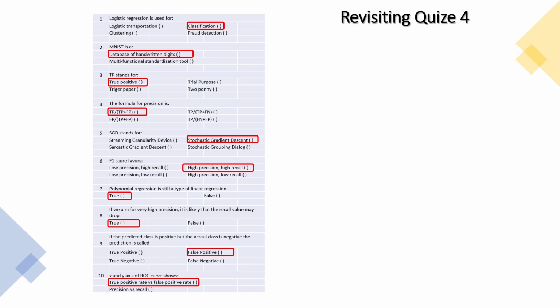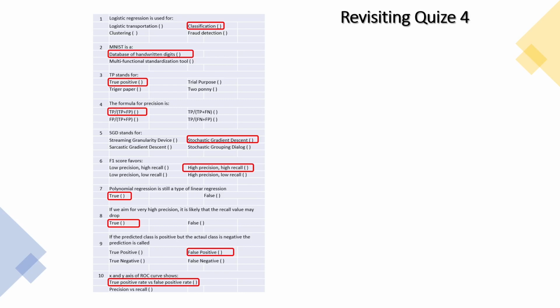Now, coming back to the quiz of last week. Logistic regression is used for classification. That's what it's used for. MNIST is a database of handwritten digits. TP stands for true positive. The formula for precision is true positive divided by true positive plus false positive. You need to know this by heart, the precision and recall formulas. SGD stands for stochastic gradient descent.